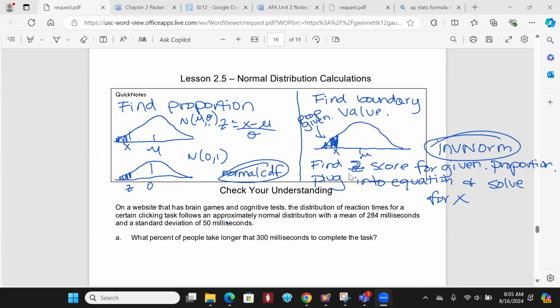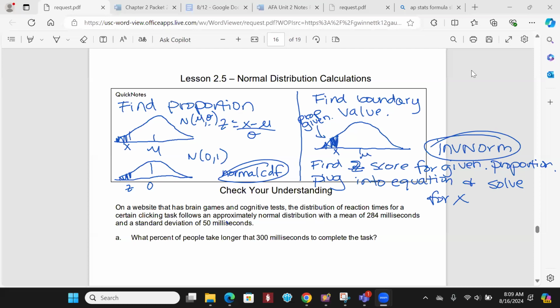For finding a boundary value, we're given the proportion and now we have to work backwards to find the value. You're going to use inverse norm. Again, I'm going to show you how to do that with a calculator. So for finding the boundary value, you find the z-score for the given proportion, you plug it into the equation, and solve for x. These are just reminders of the last couple of things we've been doing. I'll give you a minute to finish writing that down.